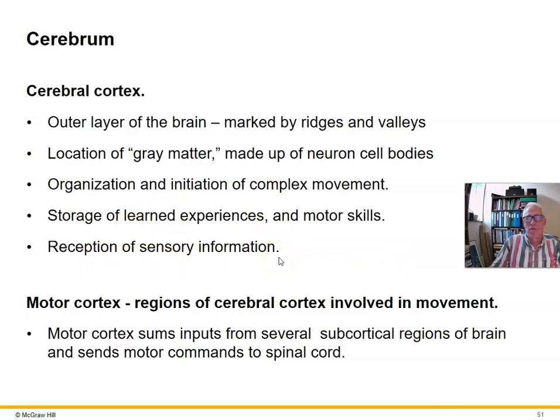All the sensory information from our body, the somatic sensory information, that is, the conscious sensory information, comes to the cortex also and allows us to process that and perceive what's happening to our body from around us.